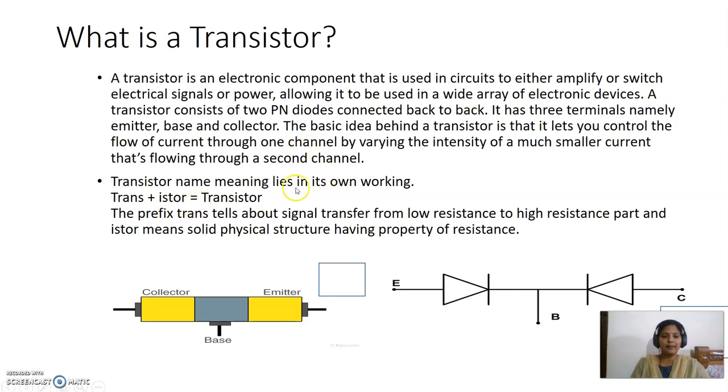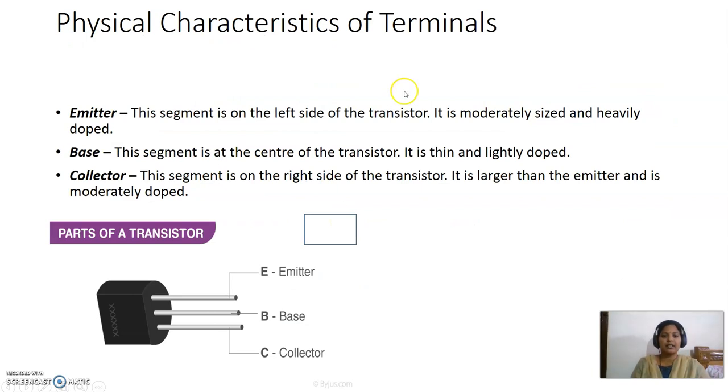The word transistor is trans plus istor. The prefix trans tells about the signal transfer from lower resistance to higher resistance, and istor means a solid physical structure having the property of resistance. These are the physical characteristics of the terminals. We have emitter, base, and collector. These are the three parts of a transistor.